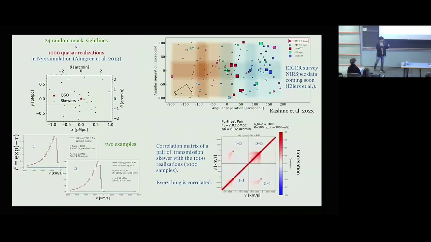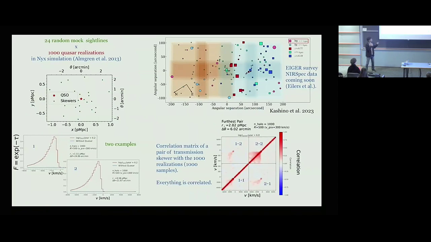As Christina has just talked about, the NIRSpec data for a set of background galaxies in the Eiger survey is coming soon, and with these about 24 background galaxies, they will observe their lambda alpha transmission, lambda alpha forest, and we are trying to build an inference model using the transverse proximity effect to analyze this lambda alpha forest and to infer the quasar's lifetime and opening angle.